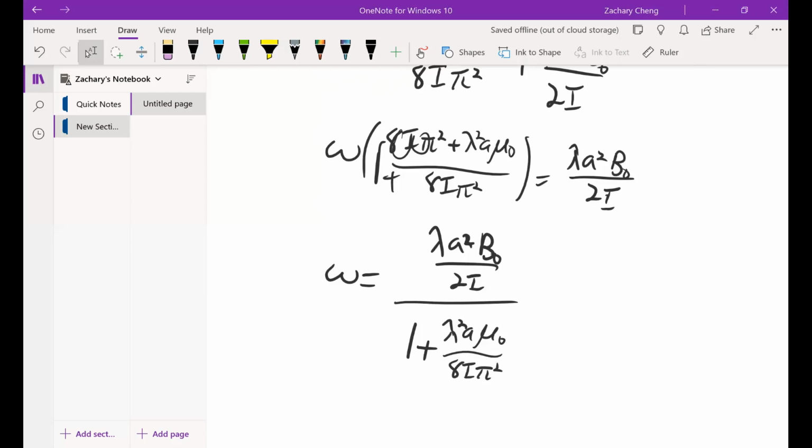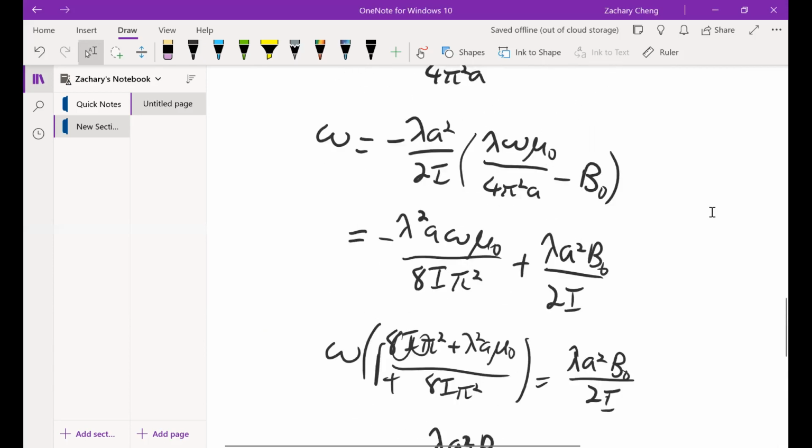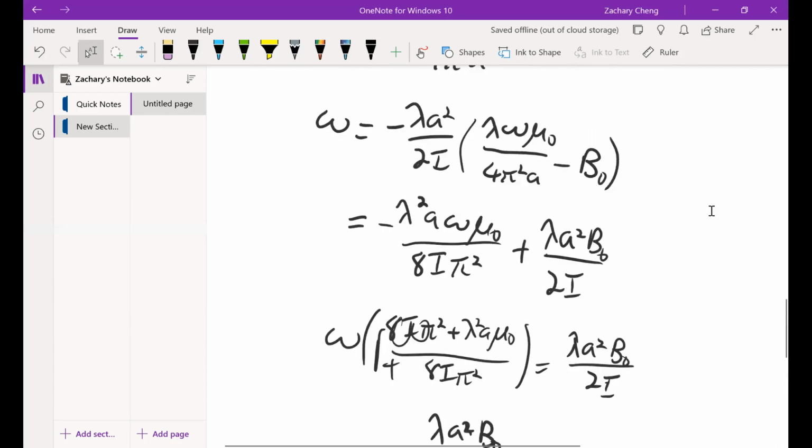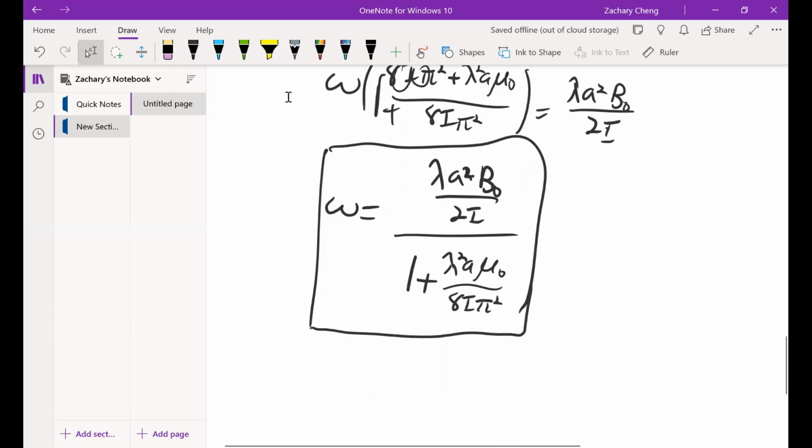And yeah, this is correct. So that's the answer. This is the final answer, which is a bit complicated, but yeah. That was a tough problem, but hopefully you learned something.